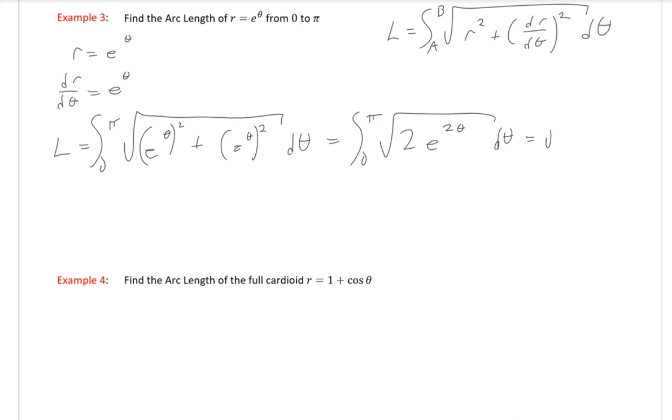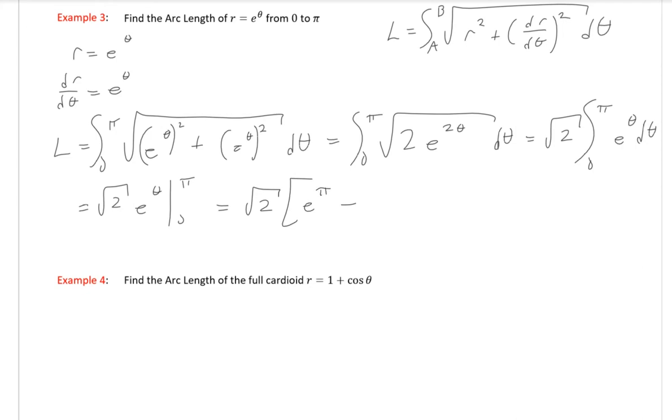That simplifies to the square root of 2, which we can pull out, times the integral from 0 to pi of e^theta d theta. So we get just simply root 2 e^theta from 0 to pi. So that gives us root 2 times e^pi minus e^0, which is 1. And that's our full arc length. Not too shabby, but again, most won't be as easy as just plugging in e^theta.